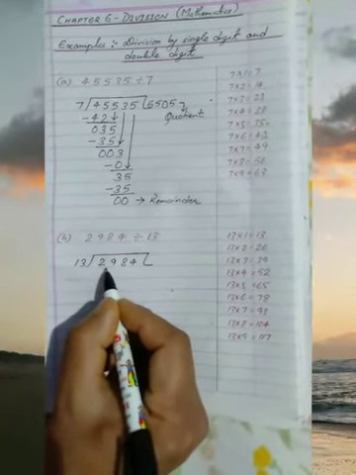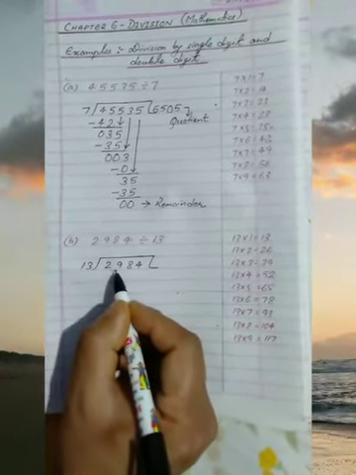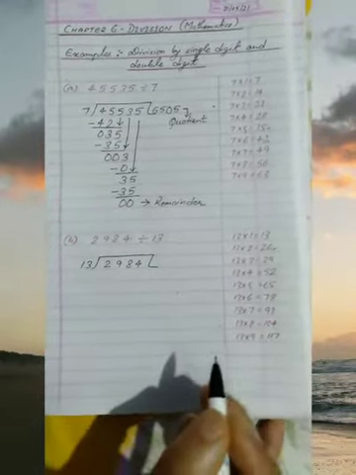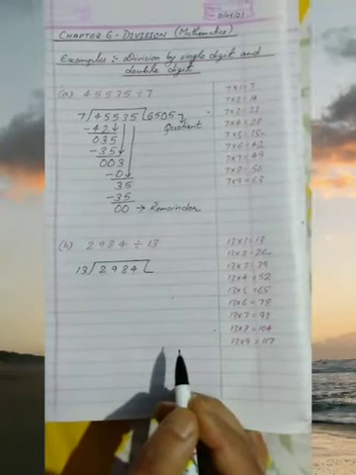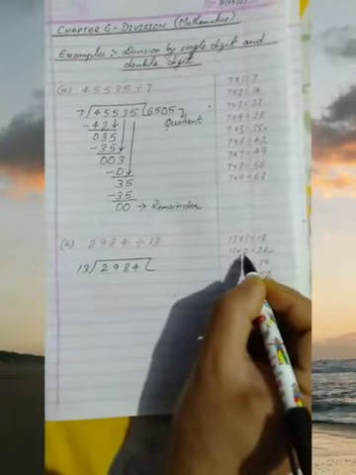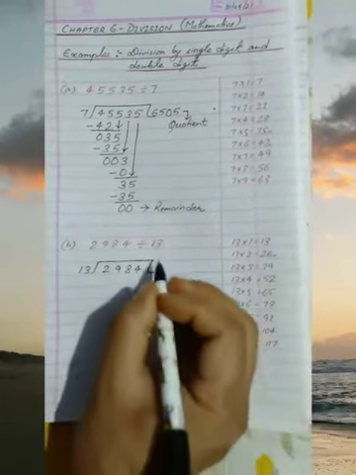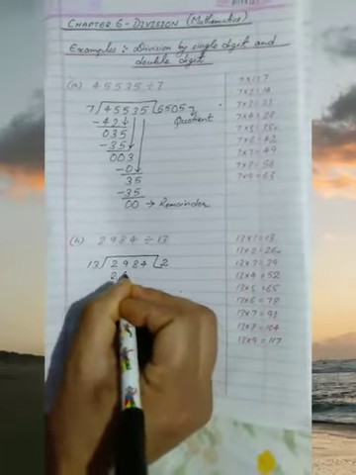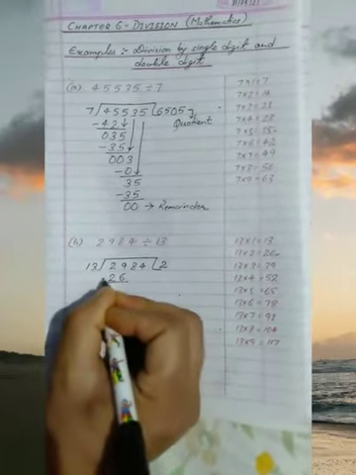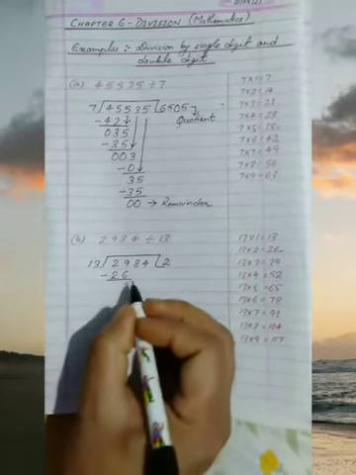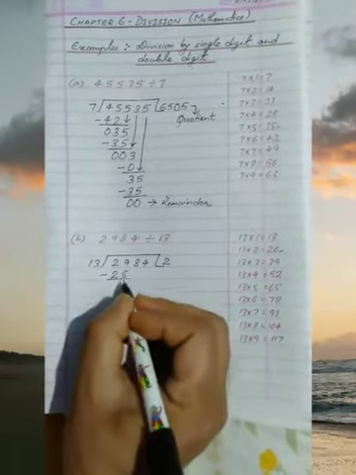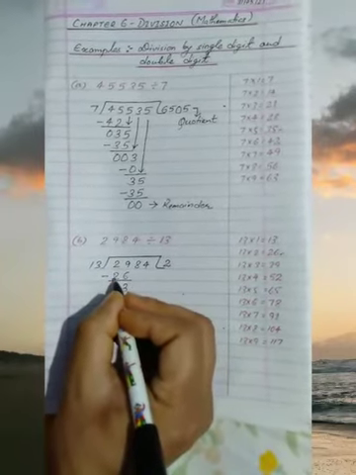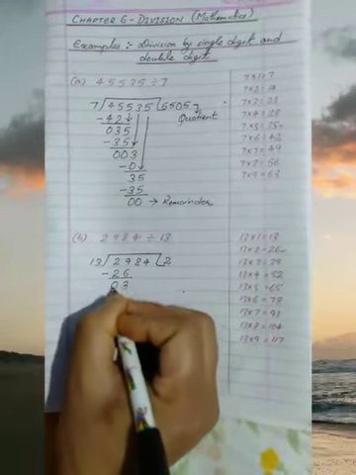So let's check the number which is just less than 29 in the table of 13. Here we can see 26. 26 is just less than 29. That means 13 twos are 26. So how many times? 2 times. Let's write 2 out here and 26 here. Again let's draw a line, put a subtraction sign and subtract. 9 minus 6 will give you 3. 2 minus 2 will give you 0.